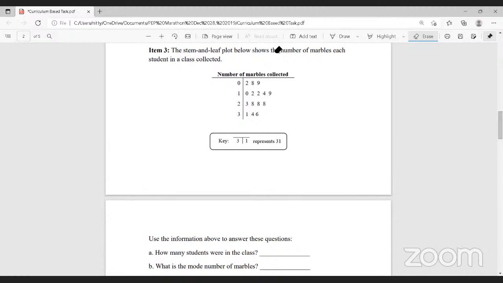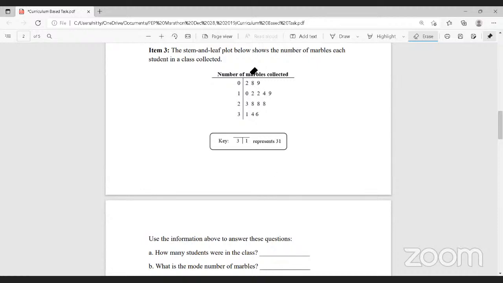The stem and leaf plot below shows the number of marbles each student in a class collected. So when I scroll up on this page, you may not see that instruction anymore. So it shows the number of marbles each student in a class collected. Now we're going to use the information in this stem and leaf plot to answer these questions. How many students were in the class?